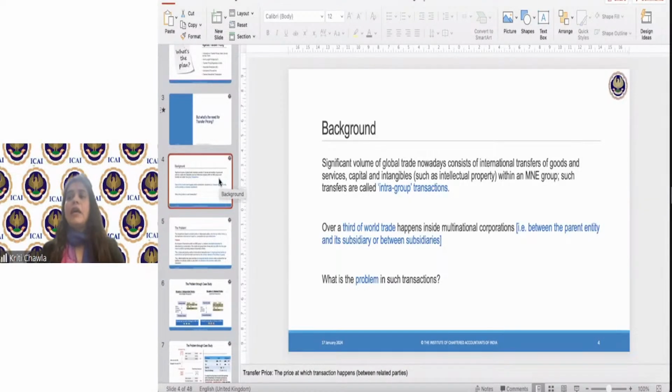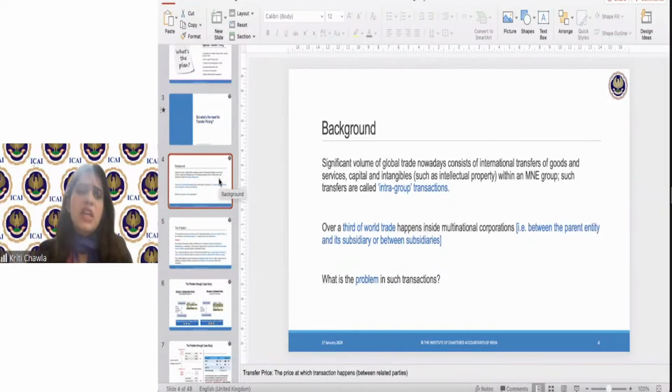So I'll give you a background. There is a significant amount of transactions that happen between related parties. If you talk about all the world transactions, about 30% of the transactions happen between related parties.